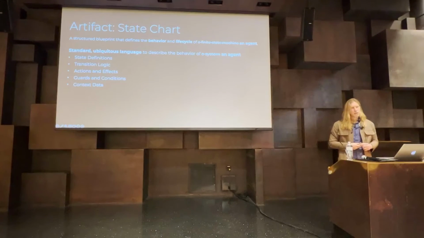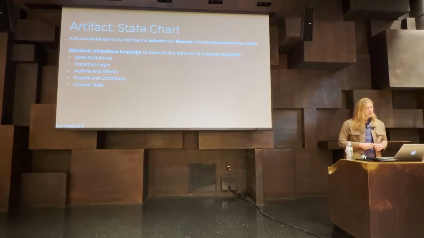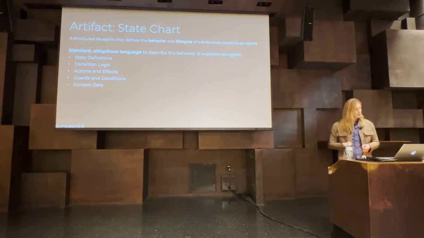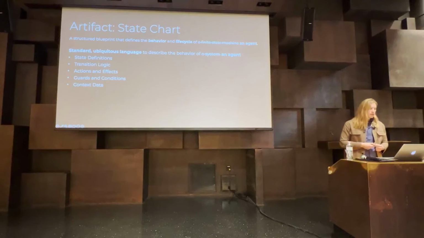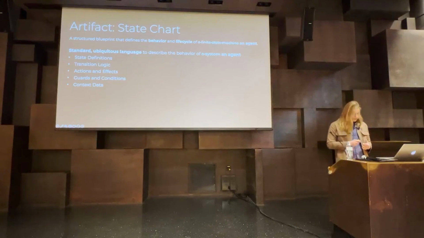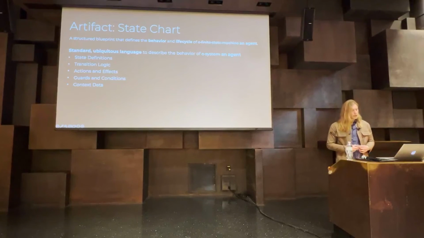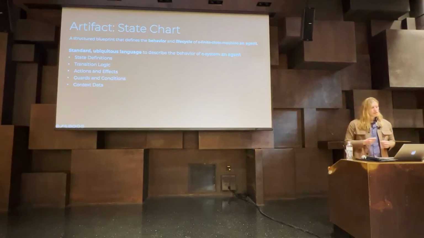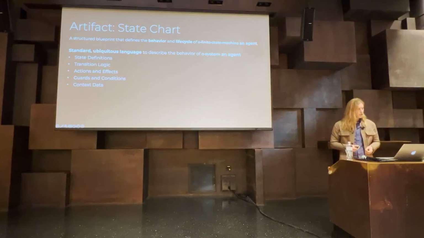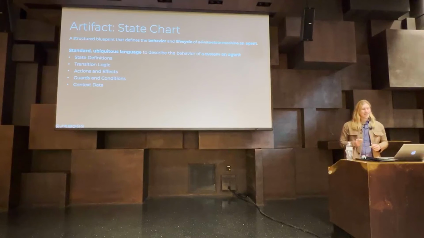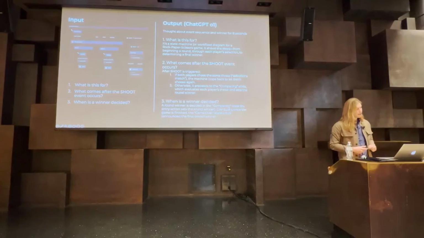So let's return to that artifact, the state chart. It is a structured blueprint that defines the behavior and life cycle of an agent. It is standard, ubiquitous language to describe the behavior of that agent. It defines state definitions, transition logic, actors and effects, guards and conditions, and your contextual data that you're keeping along the way. So, standard, ubiquitous language. Well, LLMs are good at language, so who can predict what's next? Let's see how well it can interpret that language.